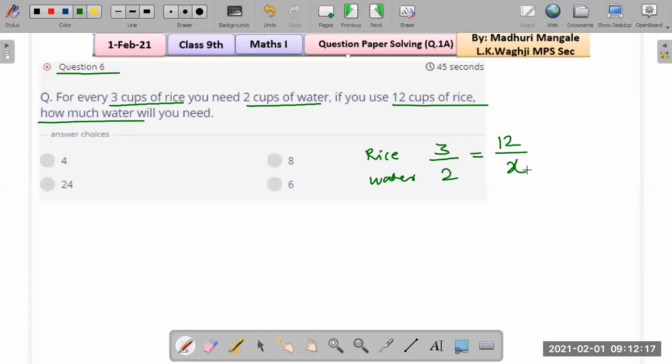And what are we supposed to do? Find X. How can we do that? Simply look at the pattern, look at the operation. What can be multiplied to 3 to get 12? Yes, you all are right. 3 times 4 is 12. So we repeat the same pattern at the bottom. 2 times 4 will give us the value, correct?